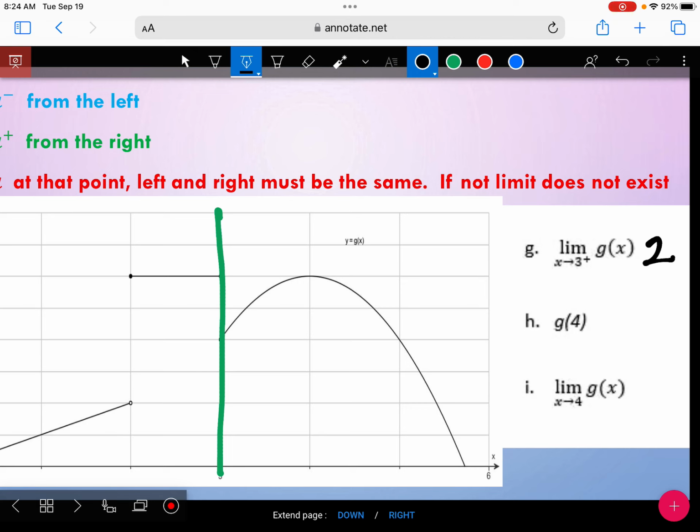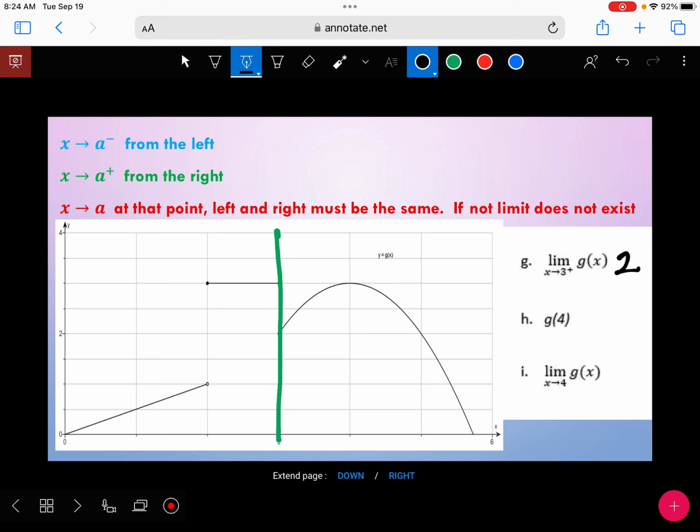All right, let's look at h. I'm going to keep kind of going through it because I think the more you're exposed to it, it'll kind of click. So let's look at h. So here, for x equals 4, that's right here. This is x equals 4. Do you see a discontinuity right here? No. So that means we have a limit.